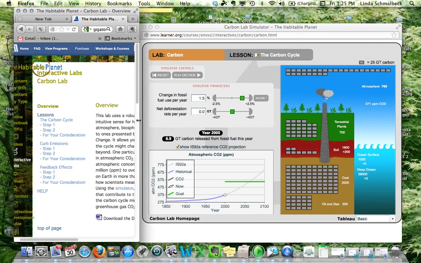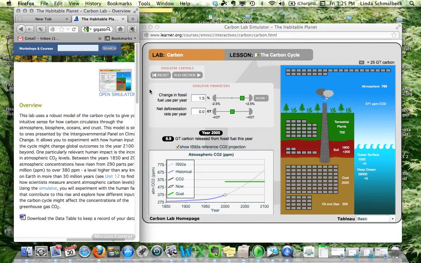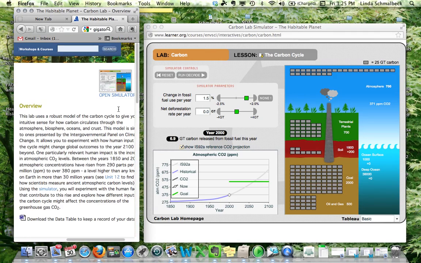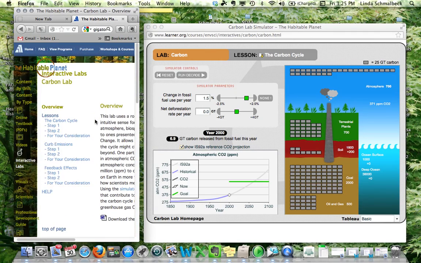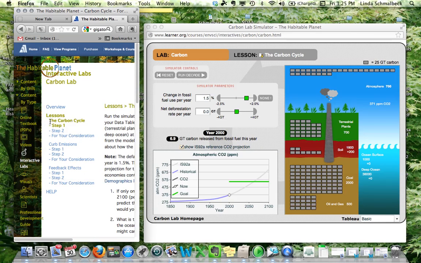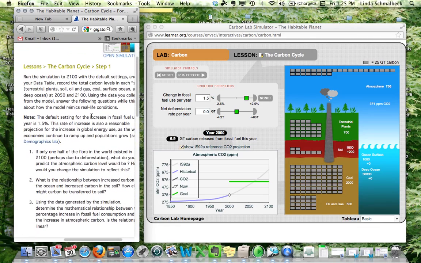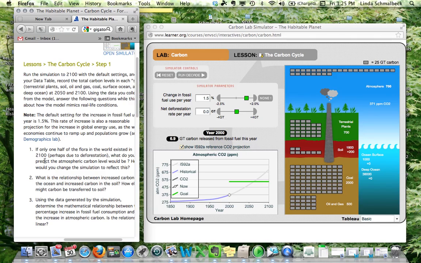And I'd like to keep, personally, the instructions open over here so I can read them to the left while I'm looking at the simulator. So that's a good plan. So right now it's still on overview, but I can switch to the carbon cycle lesson. So I'm going to do that. And there it is, the carbon cycle lesson and the questions that I need to answer at the end.